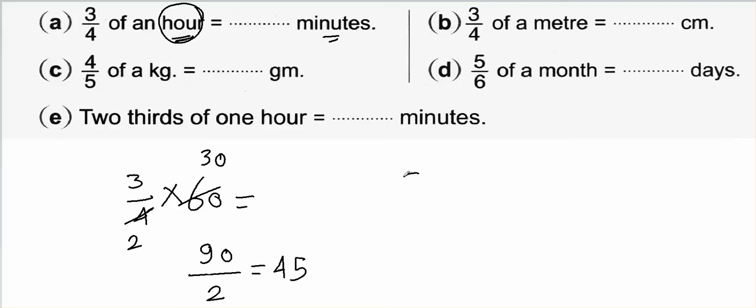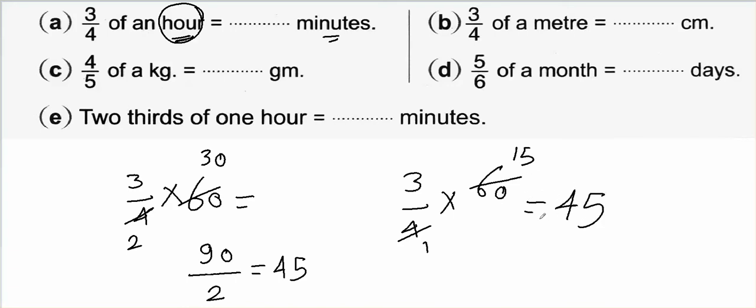We can write it as 3 over 4 times 60. We can divide by 4 up and down directly. 4 divided by 4 equals 1, 60 divided by 4 equals 15. We studied before that a quarter hour equals 15 minutes. Yes, 3 times 15 equals 45.